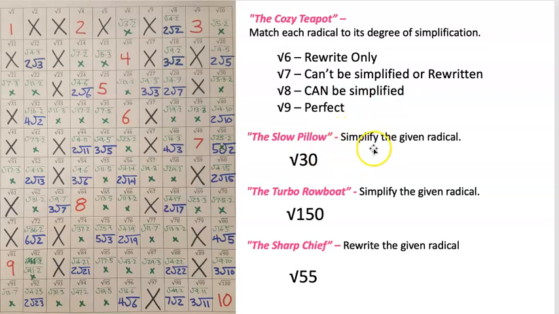Okay, the slow pillow, you simply have to rewrite or simplify, you have to simplify the radical. So the square root of 30, it's already broken down for you right here. I think I picked a wrong one. I wanted a blue one. Let's change this here really quick. Changed it up. I think the slow pillow is one that can be simplified. So it's one of these. Pretty sure. So there you go, how to rewrite that really quick.